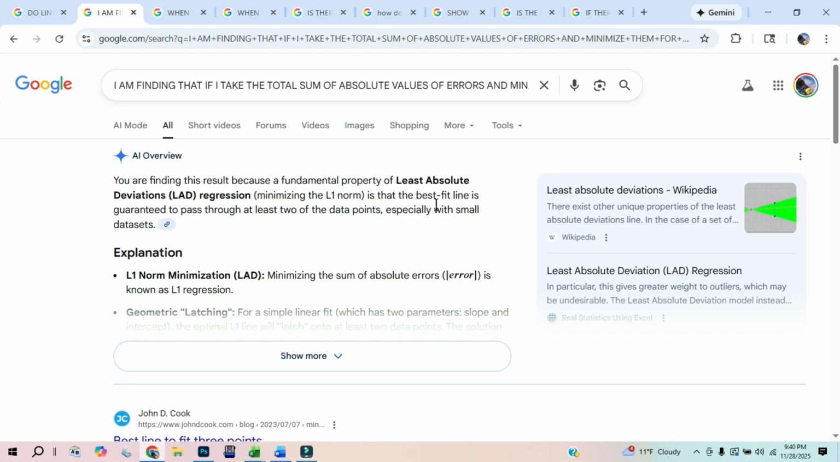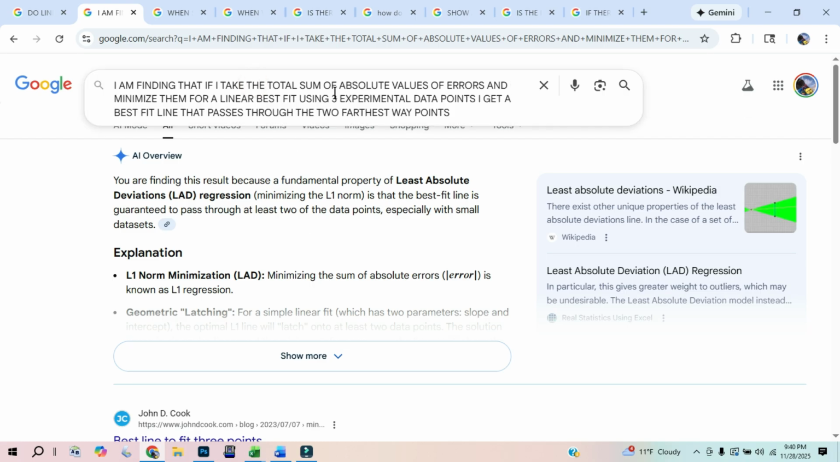The property of this regression is that the best fit line is guaranteed to pass through at least 2 of the data points. So if I'm using 3 experimental points and I'm using least absolute deviation, this is just a fact: the line will go through 2 of them, because what this process does is it says one of those values is an outlier.